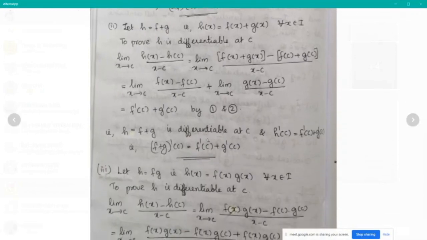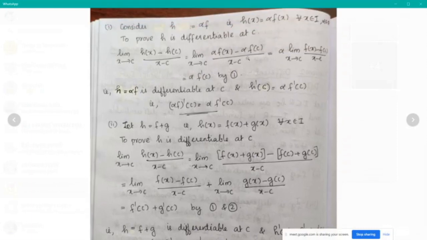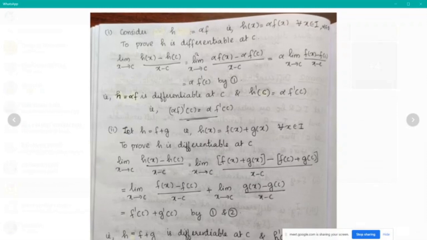Now, what is the derivative? Alpha into f is differentiable since this limit exists, and that limit value is the derivative of alpha into f at c. And so that value is alpha into f dash c. So for alpha into f, the derivative at c is alpha into f dash c. Okay, so that is over.